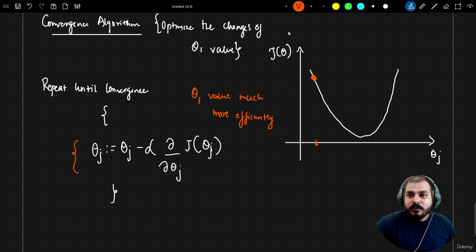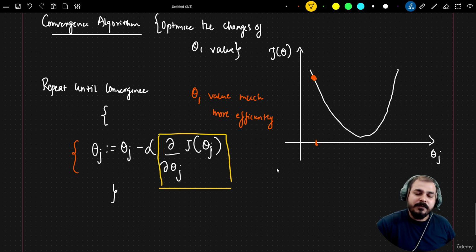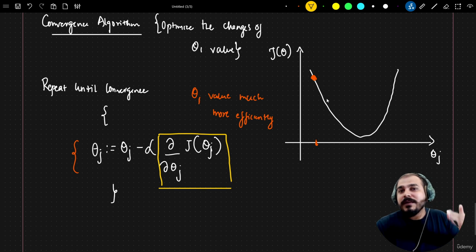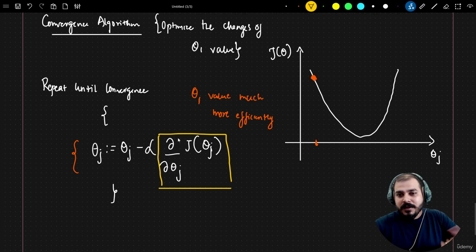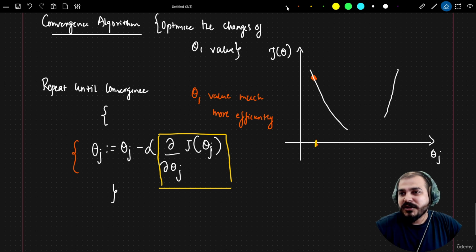Now you need to understand what exactly this is: the derivative of J of theta j with respect to theta j. In short, we are trying to find the derivative at this specific point, and whenever we say derivative, in short, we are going to calculate the slope. Let's say we have initialized one theta 1 value randomly at this point, and we got our J of theta at this particular point. Now our main aim is that we need to come to this specific point. Why do we really need to come to this specific point? Let me draw it better.